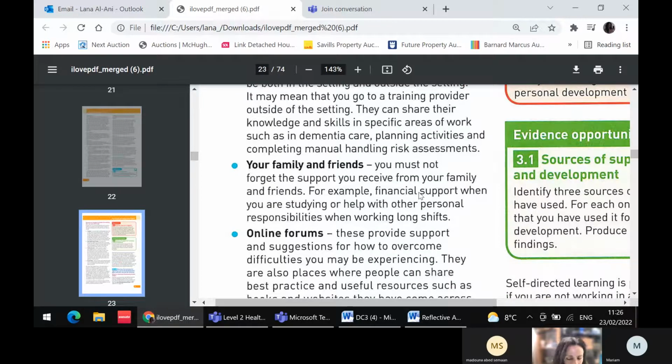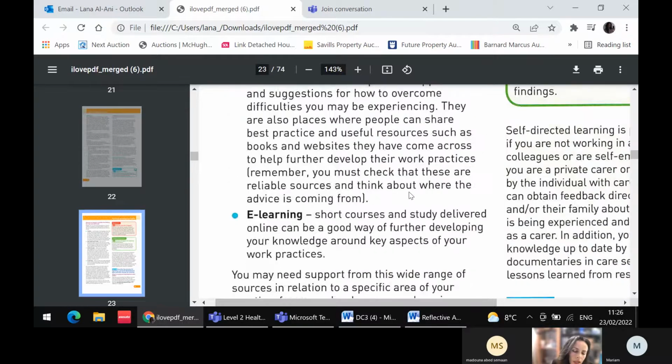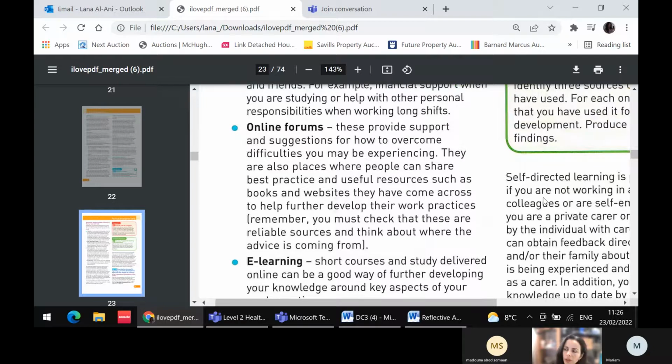For example, financial support with your study, and also personal responsibilities they take on, so you can have the time to study. And also the online forums. So these are on the website.